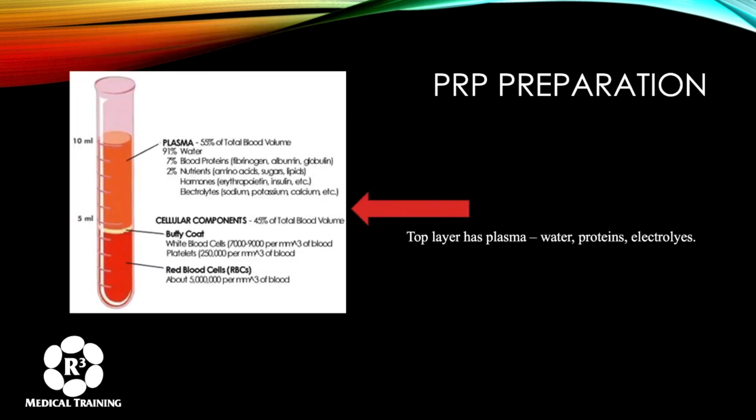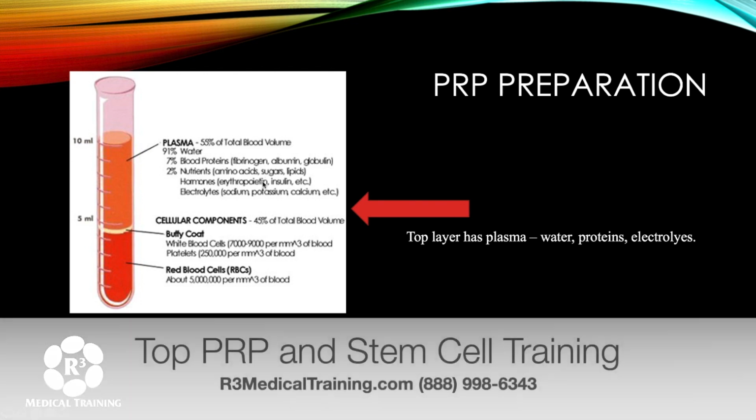Here's another illustration showing the top layer, which is plasma, and that has water in it, proteins, as well as various nutrients with amino acids and sugars and hormones. So it's not a useless layer. It can be very helpful, and we do want a significant amount of that.